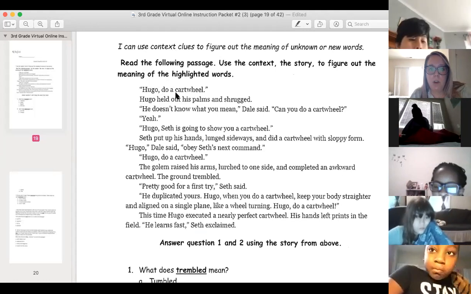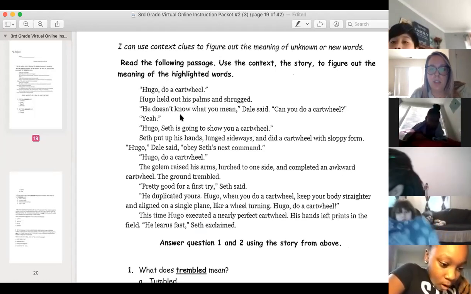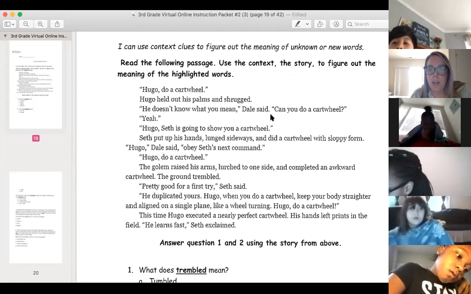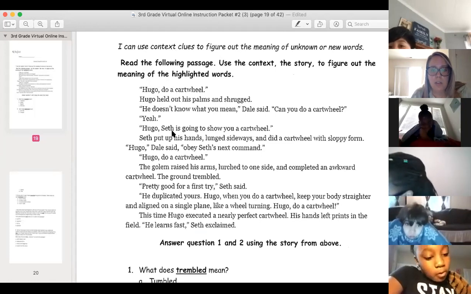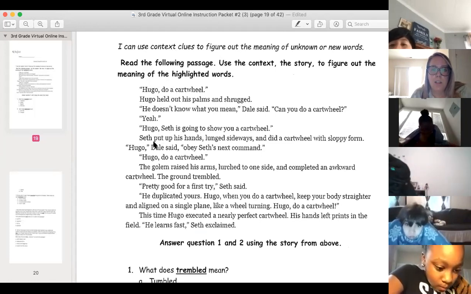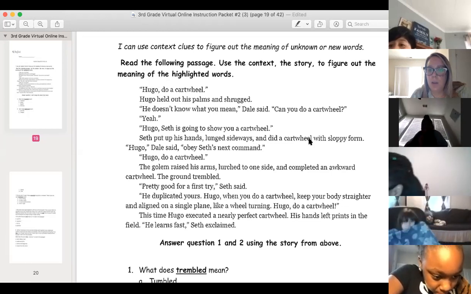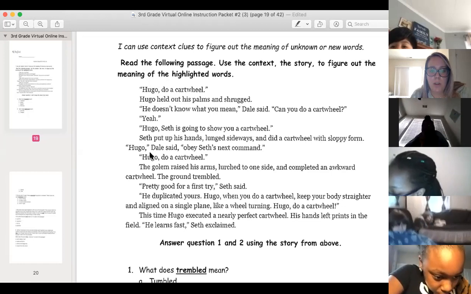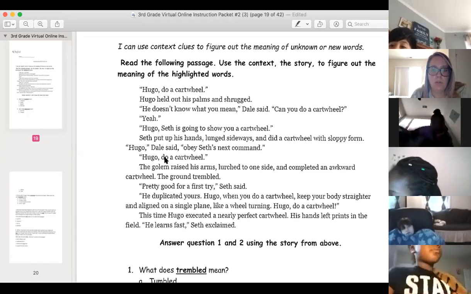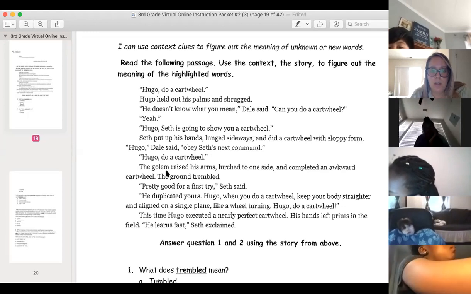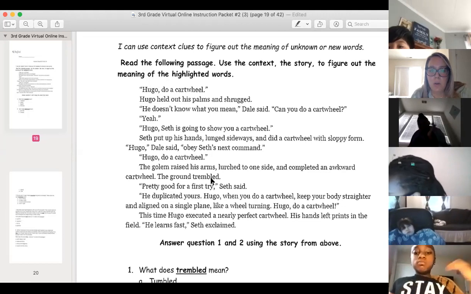Hugo, do a cartwheel. Hugo held out his palms and shrugged. He doesn't know what you mean, Dale said. Can you do a cartwheel? Yeah. Hugo, Seth is going to show you a cartwheel. Seth put his hands down, lunged sideways, and did a cartwheel with sloppy form. Hugo, Dale said, obey Seth's next command. Hugo, do a cartwheel. The golem raised his arms, lurched to one side, and completed an awkward cartwheel.